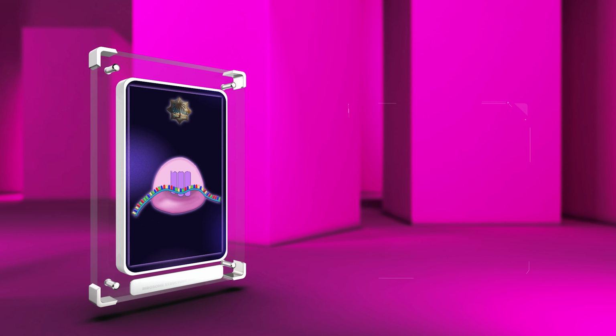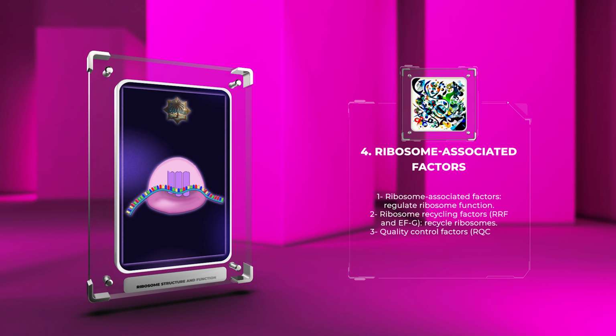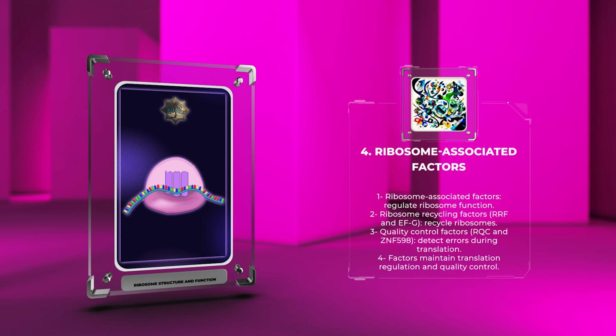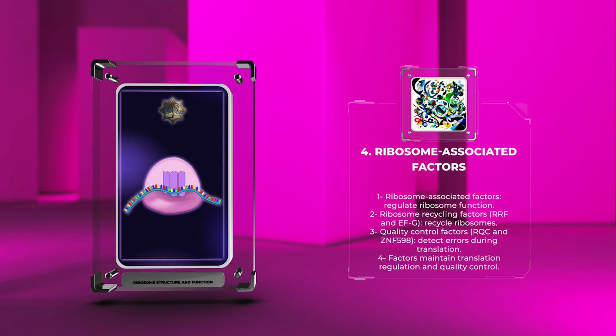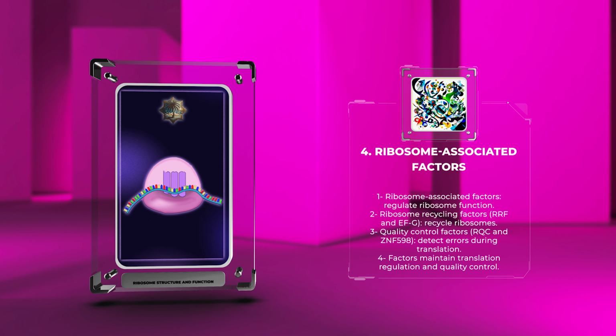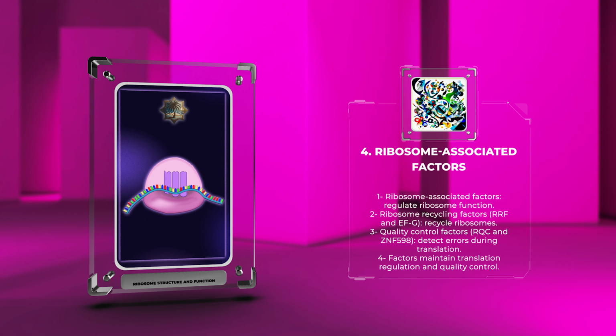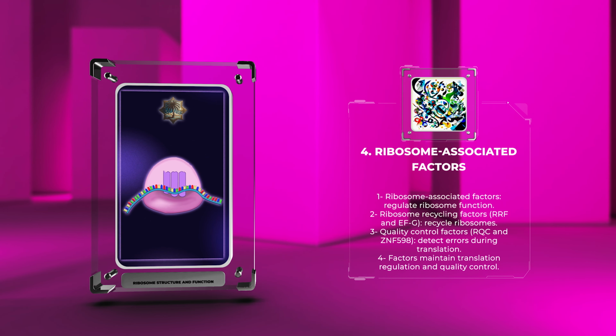Ribosome-associated factors regulate ribosome function. Ribosome recycling factors like RRF and EF-G recycle ribosomes. Quality control factors like RQC and ZNF598 detect errors during translation and degrade or release stalled ribosomes. These factors maintain translation regulation and quality control.